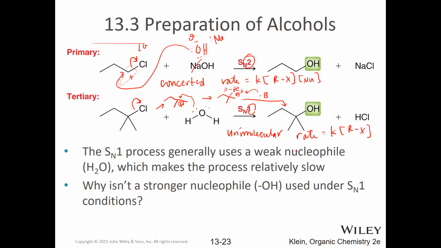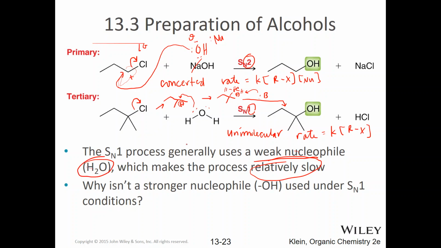So this was relatively slow. Why was this relatively slow? It was relatively slow because the leaving group leaves on its own. It's not pushed off. And it leaves behind a carbocation, which is, in terms of activation energies, relatively high, right? Because it's not as stable as a neutral compound. So this was relatively slow, and it uses a weak nucleophile, which we, in this case, showed was H2O.